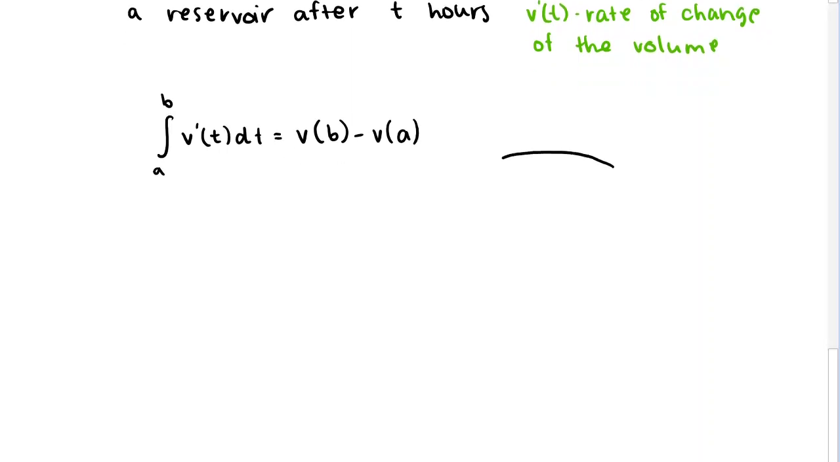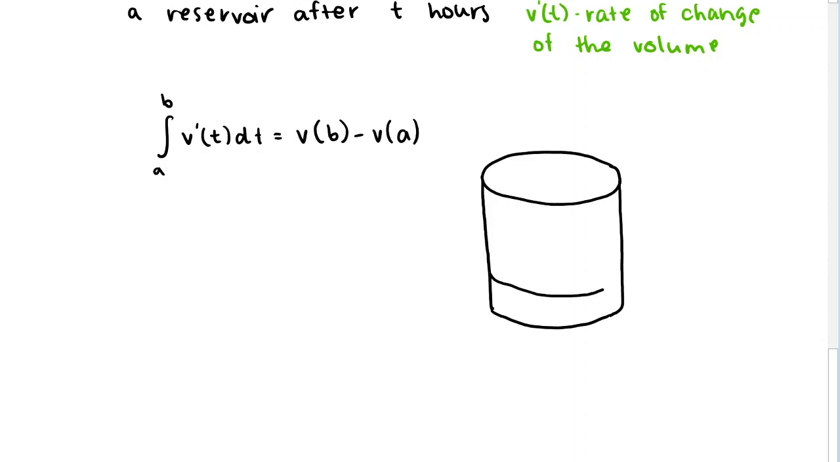And so, just a quick picture here, maybe this is an overly simplistic picture. Let's suppose I have some big container of water I can imagine as a reservoir. And let's say v at t is equal to a is this amount full. And let's say t is equal to b, v of b is when the container is this amount full. Right, from bottom to top.